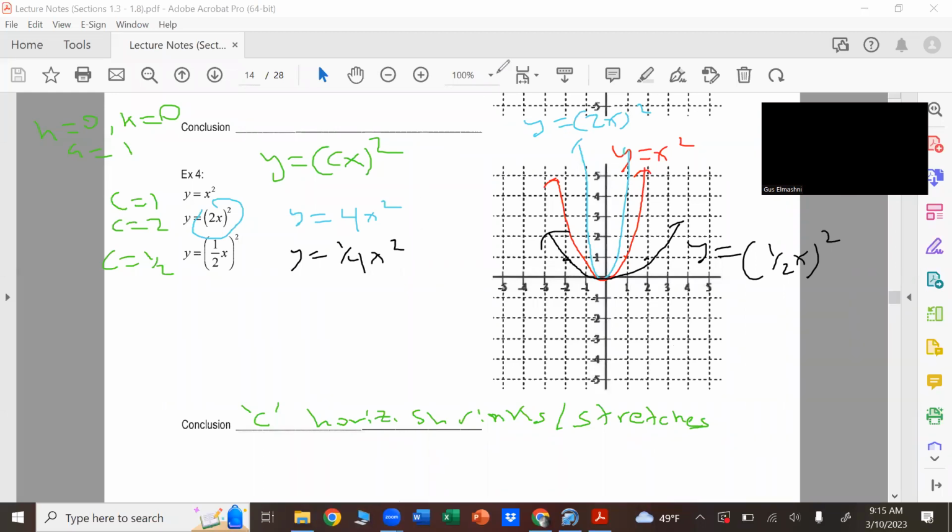So what happens is this: for the blue, you're going to say it gets horizontally shrunk by a factor of 2, because you're actually bringing it in. You're shrinking it horizontally. And this one is going to be the black. That's going to be horizontally stretched. I know it seems counterintuitive to see a 1/2, but you say that's horizontally stretched.